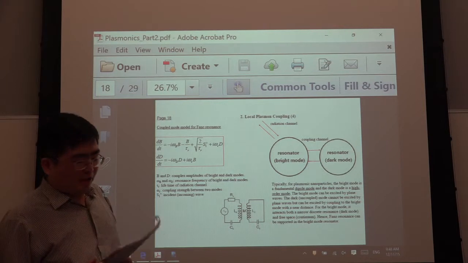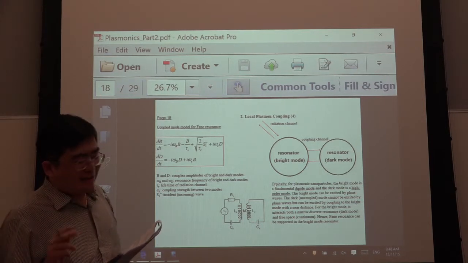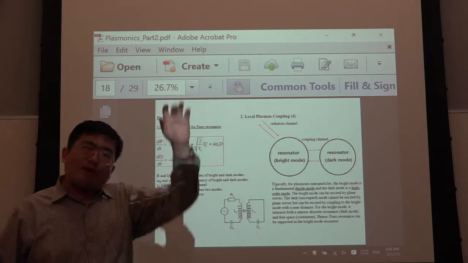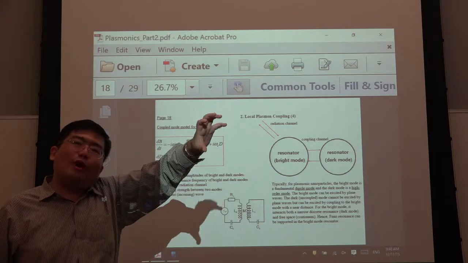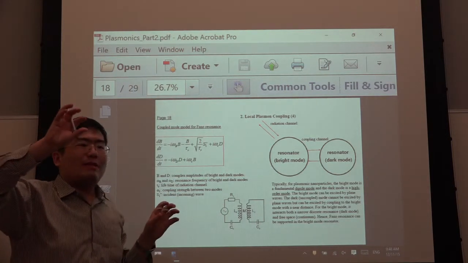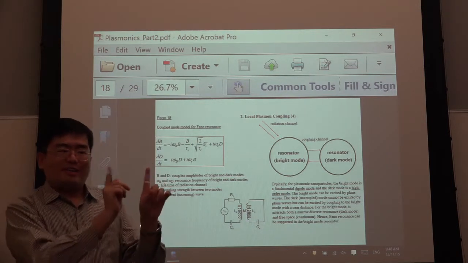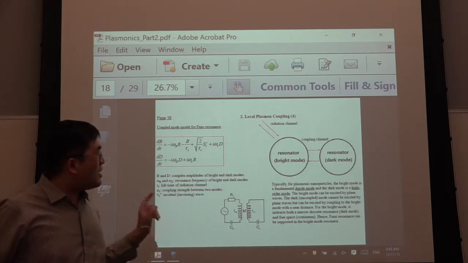Yes, but if the two modes are both bright modes, they cannot produce Fano resonance. This is very important. If a plane wave can excite some dipole mode, and also excite some high order mode simultaneously, when they are coupled, they cannot produce Fano resonance. It's just hybridization. It's a quite different thing. So this is very critical.